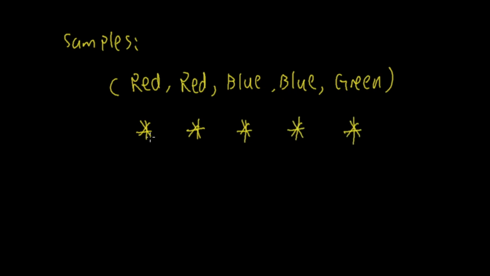As you can see, the first 2 are red, so these 2 will be red. That's one category, and I will separate this with a bar. Now, these 2 are blue, so that's one category, and I will separate this with a bar. The last one is just green. So 1, 2, 3 categories.